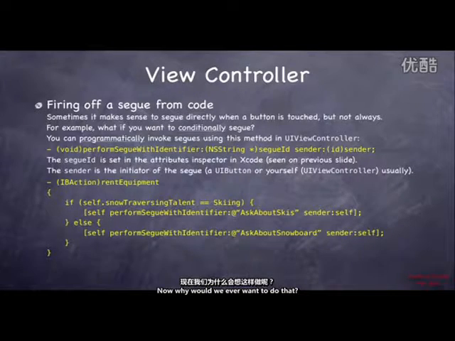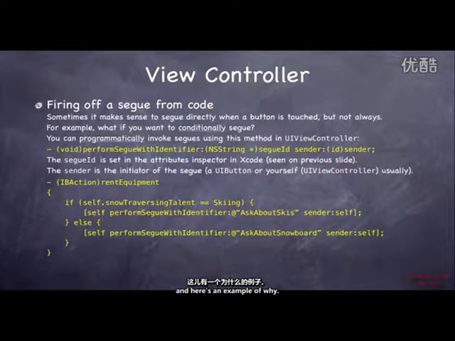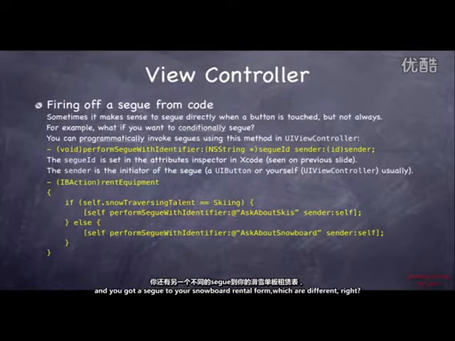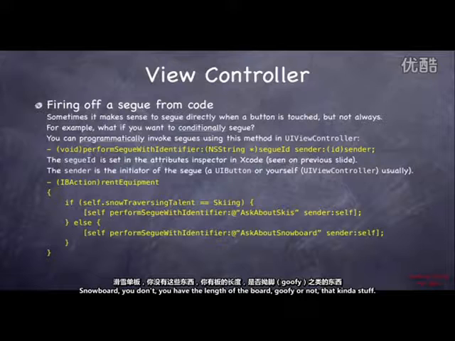Now, why would we ever want to do that? Why would we want to have code executing the segue instead of just having the button be wired up in Xcode? And here's an example of why. You want the segue to be conditional. Right? You've got a segue to your ski rental form, and you've got a segue to your snowboard rental form, which are different, right? Skis, you need poles and binding settings and all that stuff. Snowboard, you don't, just the length of the board, goofy or not, that kind of stuff.